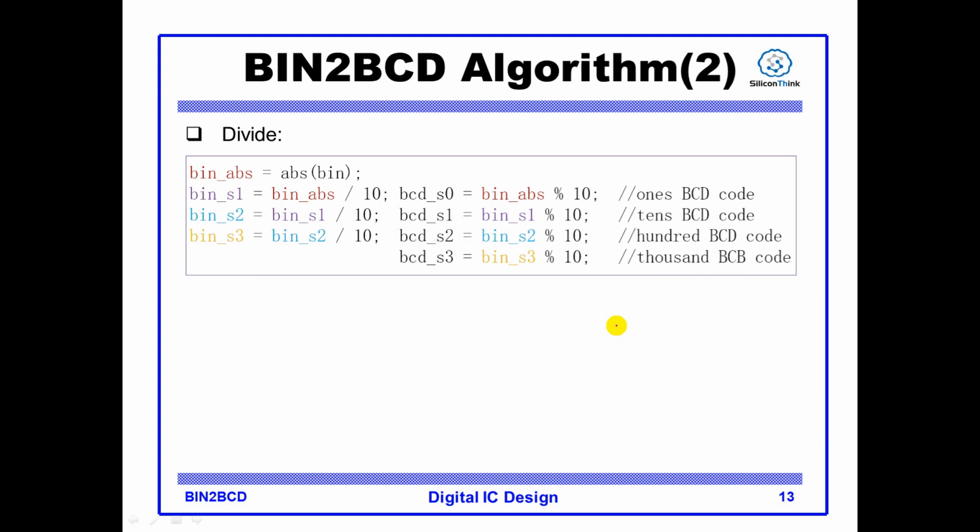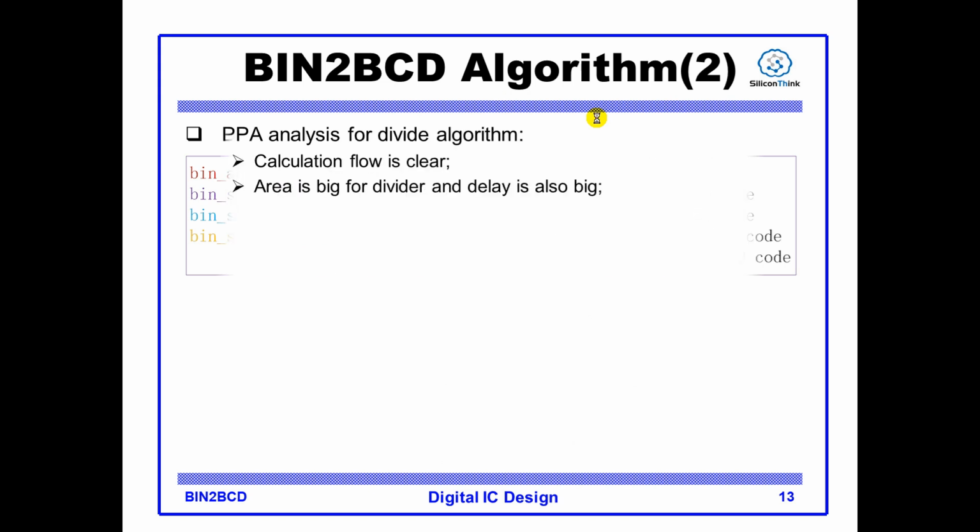Okay, this is the algorithm using divider. So can you analyze the PPA for this algorithm? Yeah, the calculation flow is clear, but the area is big for the divider and the delay is also big for the divider. Yes, we have talked about the area and delay for the divider in chapter 1 of this course. So this is a problem.